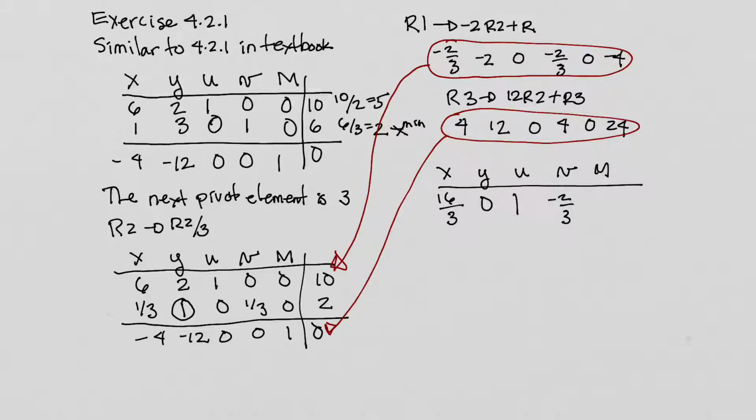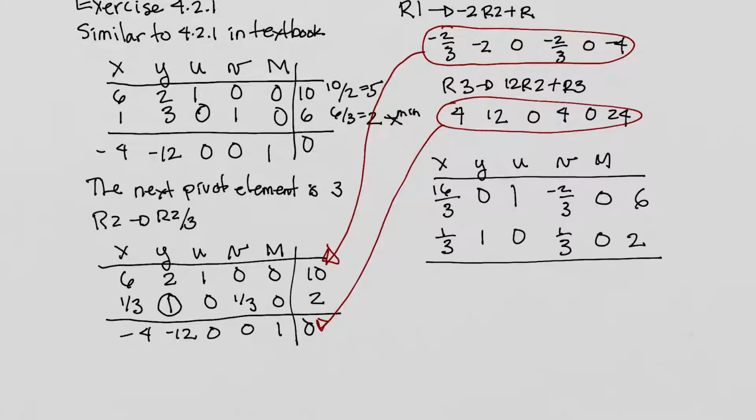And then this 0 gets added to that 0, which is still 0, and then finally this negative 4 is going to get added to that 10, giving us a 6. And now let's get our third row, our new third row. So we're going to take this row here, add those elements to the elements in this row.